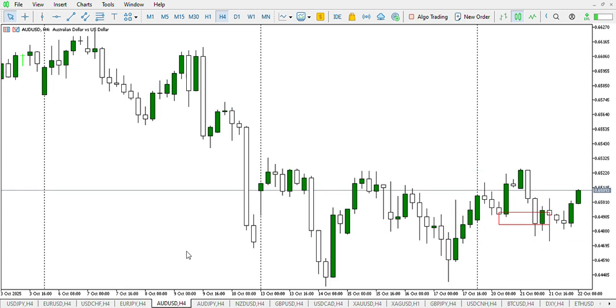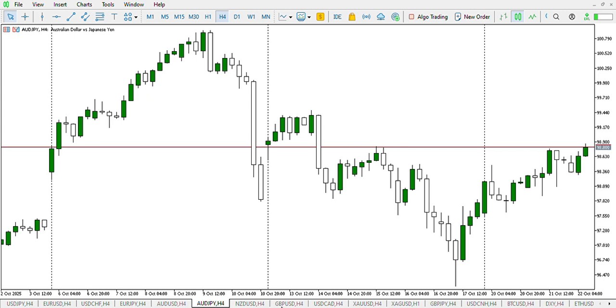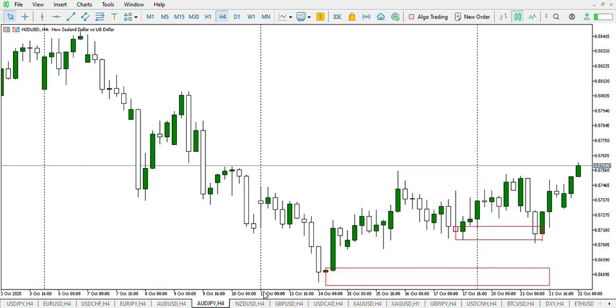On AUD USD, you can see price broke this zone and came to this king order block. However, this king order block was not marked yesterday, but for the sake of clarity, it shall be marked. We can see price retested this zone, and we can see a jump up on the Australian dollar.